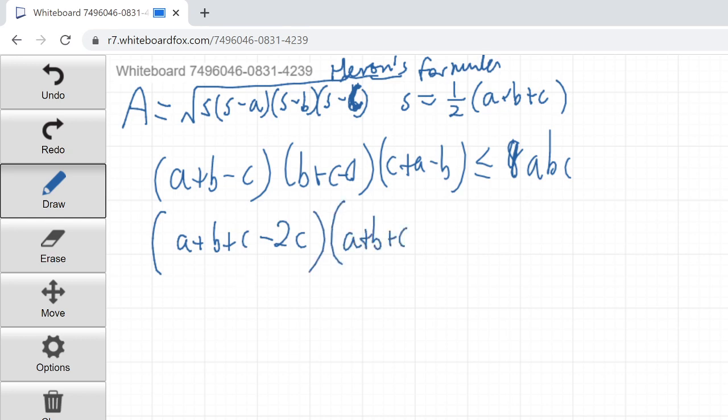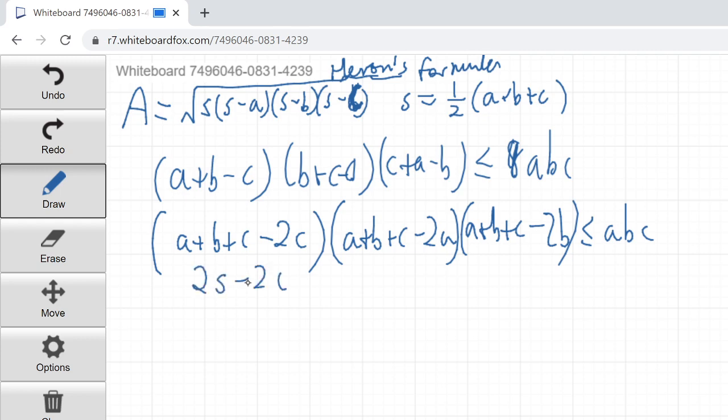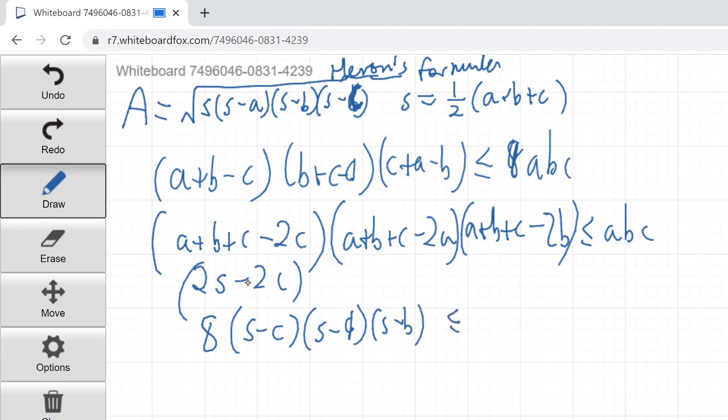Alright, so a plus b plus c minus 2c is what the first bracket becomes, yeah? Actually, I'm not sure if I even checked if this works, but let's just see. a plus b plus c is just 2s, right? So you have 2s minus 2c. When you take out the 2s, that's 8 times (s minus c), (s minus a), (s minus b). So if you multiply both sides by s, you get s times (s minus a)(s minus b)(s minus c).